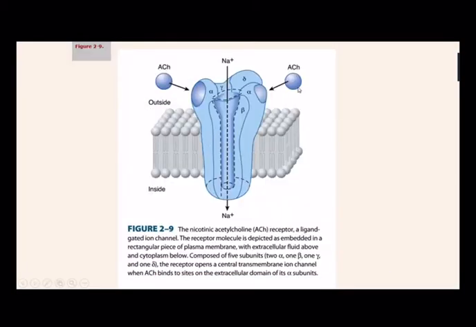For example, the acetylcholine receptor is an ion channel. When acetylcholine binds to the receptor, the ion channel will be open.